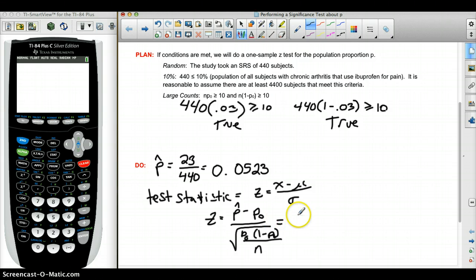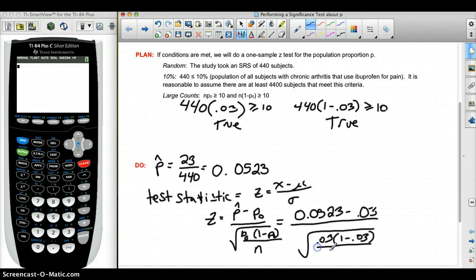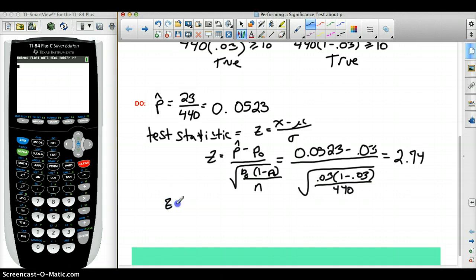So you're going to have 0.0523 minus 0.03 all over p naught, which is 0.03 times 1 minus 0.03, all divided by 440. When you do all of that out in your calculator, which I have already done, you end up getting a z of 2.74. Okay, so we have z equals 2.74, and it's a rounded value.